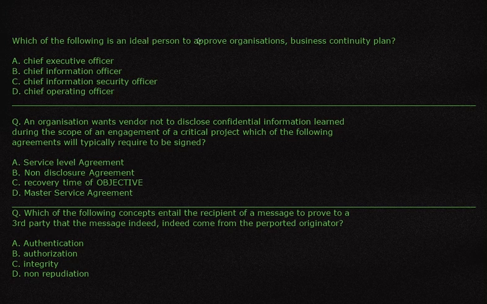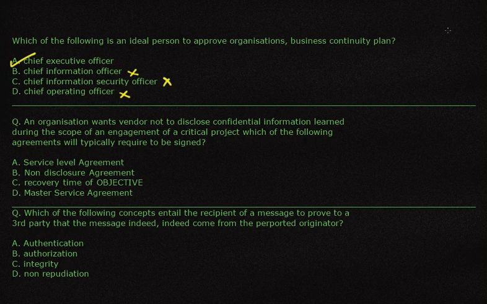Which of the following is an ideal person to approve the organization's business continuity plan? Chief operating officer is wrong. Chief information security officer is also wrong, he is also not responsible for approval of the business continuity plan. Chief information officer is also wrong. The correct answer to this question is the chief executive officer, CEO of the company. Next question we will move on to.